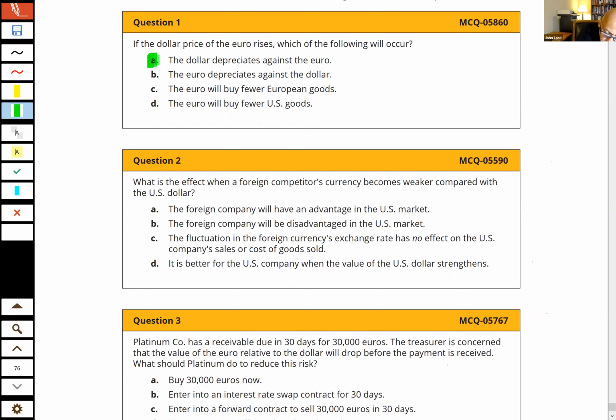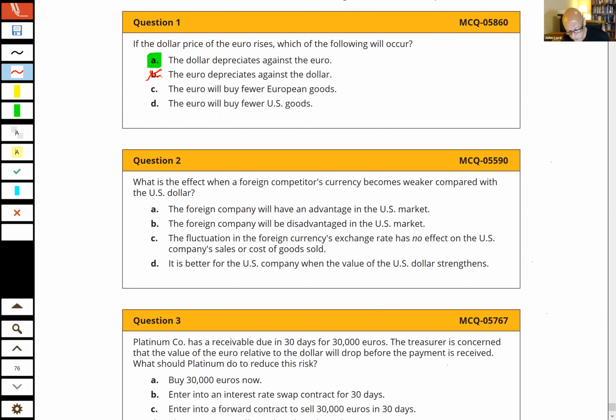Let's just look at the question. If the dollar price of the euro rises, which of the following will occur? You look at choice B and you're like, well, no, that can't be right. The euro doesn't depreciate. If the euro rises, the euro is what? Appreciating. So that's sort of opposite. And you look at A and you say, well, that sounds right. The dollar price of the euro rises.